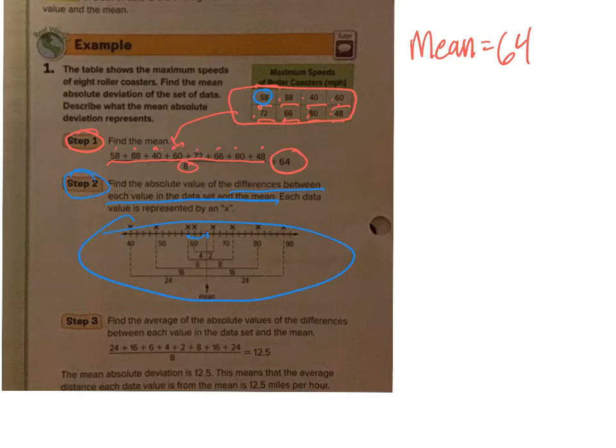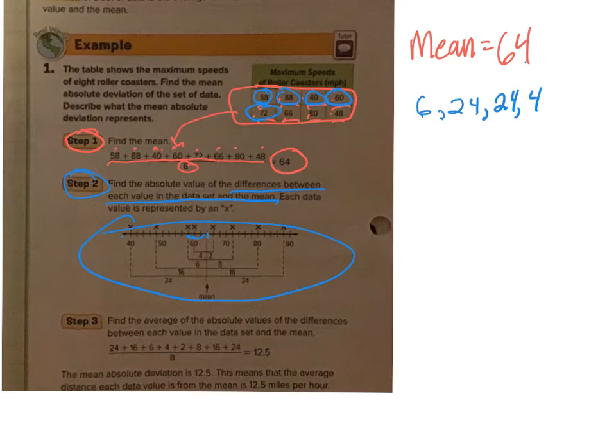And the way I do it, I start with this number. I have a 58. I need to find the difference between 64 and 58. So 64 minus 58 equals 6. There's 1. Then I go 88 minus 64 equals 24. Okay, then I have 40. 40 and 64, the difference there is 24. And then 60 and 64, the difference there is 4.